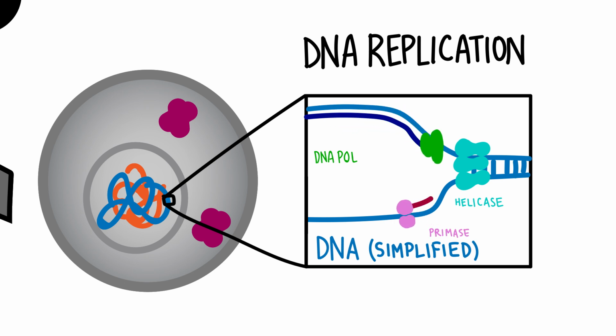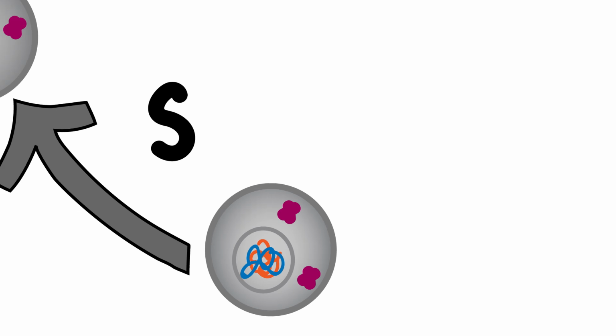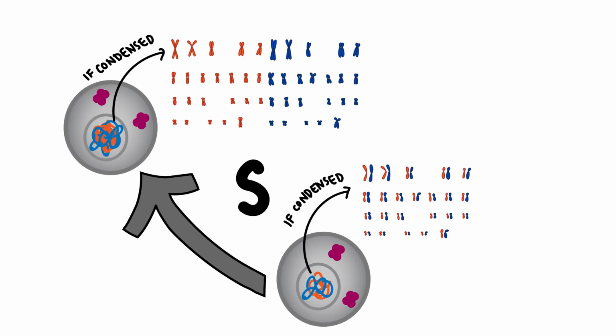The cell does not load helicases during S phase to ensure that the DNA is replicated once and only once. DNA replication results in duplicated chromosomes, sister chromatids that are held together by proteins that promote sister chromatid cohesion. Remember that sister chromatids are identical copies of a single chromosome.